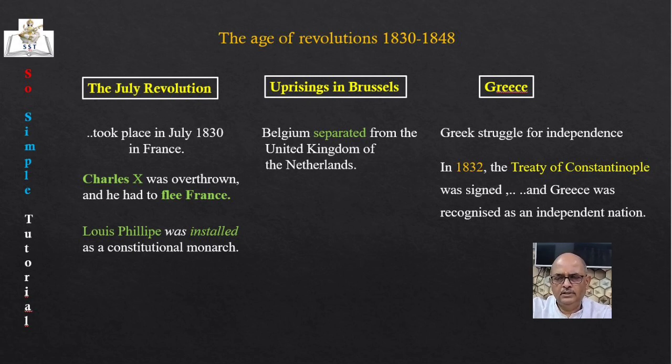The third event is the Greek War of Independence. Greece had been a part of the Ottoman Empire since the 15th century. The growth of revolutionary nationalism in Europe sparked off a struggle for independence amongst the Greeks in 1821. The Greek struggle for independence got support from diverse quarters. In 1832, a Treaty of Constantinople was signed and Greece was recognized as an independent nation.